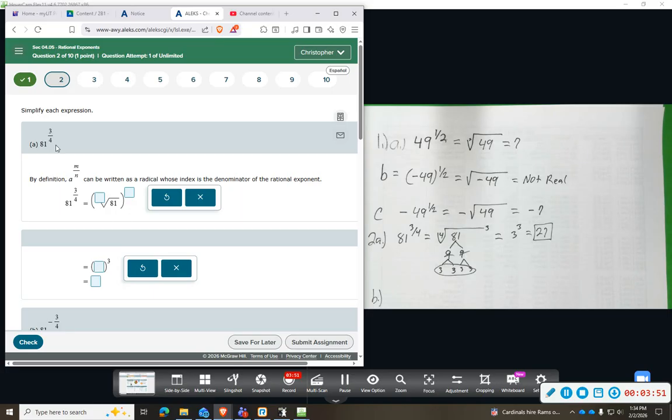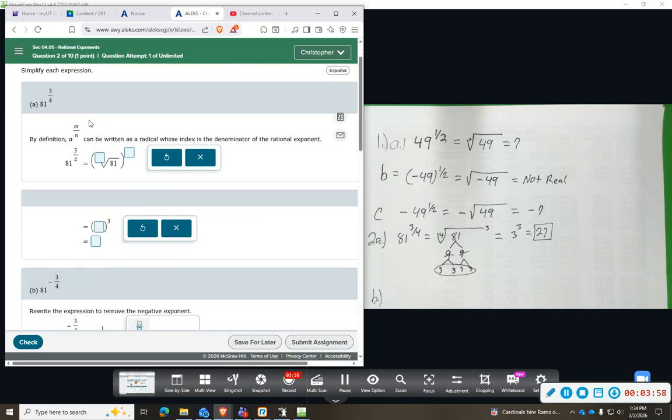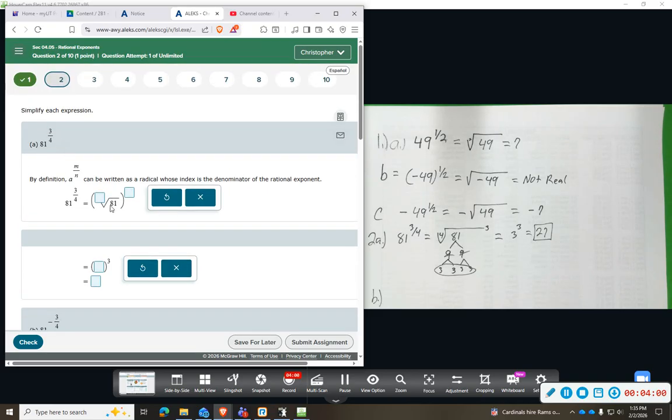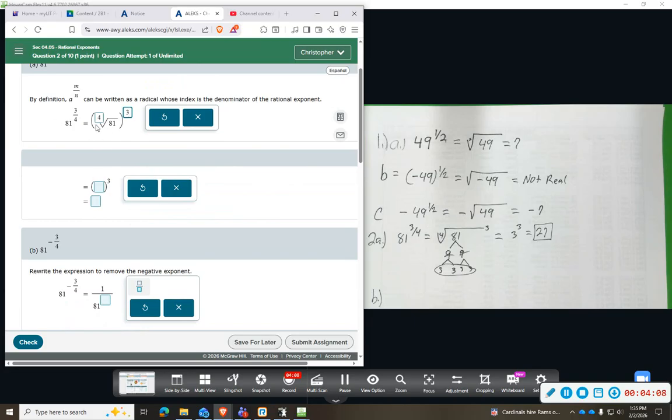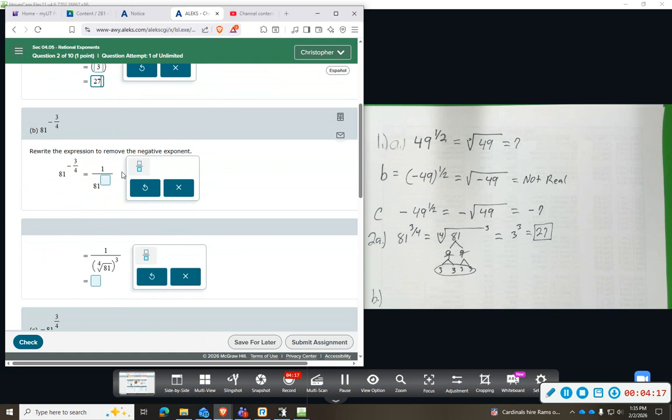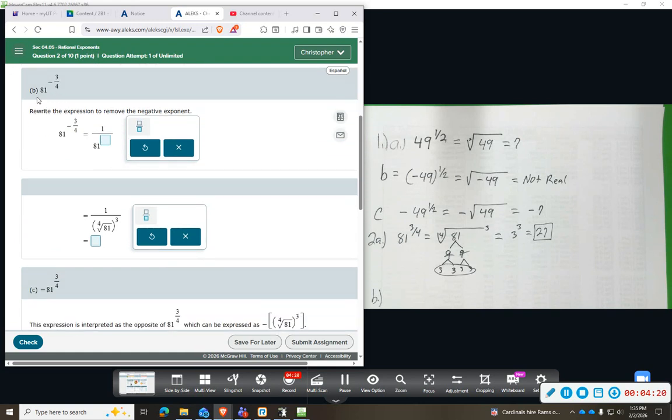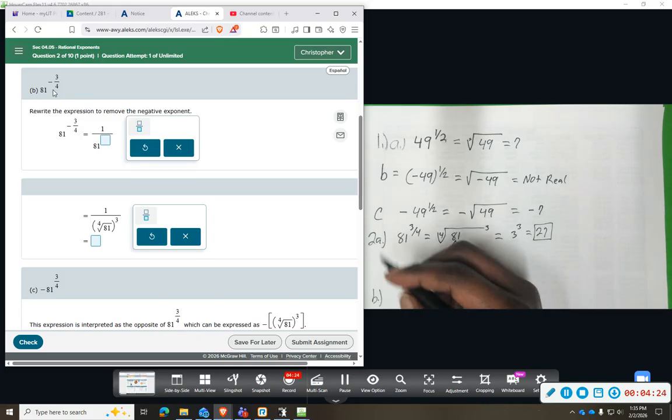So now with B, maybe it looks like it's doing just separate parts. So first, we are writing it as a radical. So the 4 on the bottom is the root, the 3 is the power. And then if you do the 4th root of 81, that's how we get the 3. And then 3 to the 3rd, we get 27. So they want you to do each piece one at a time. All right, so with 3/4, and it's negative this time. Okay. So we'll work that out as well.